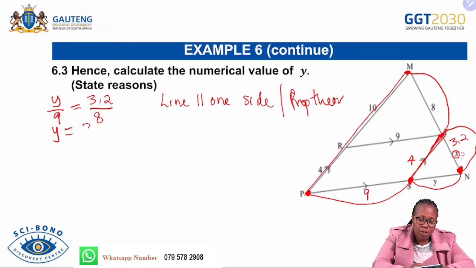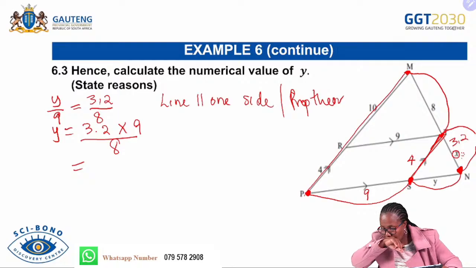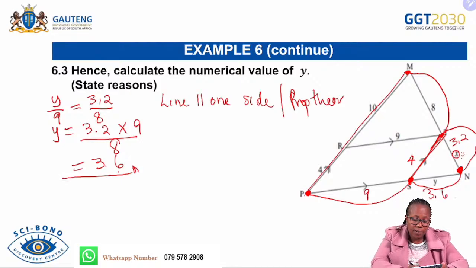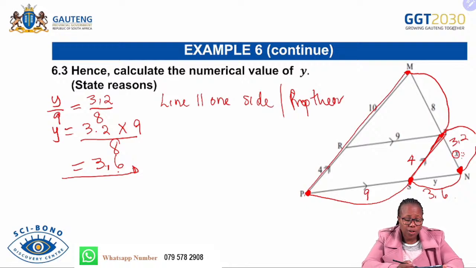Therefore, y will be equal to 3,2 times 9 divided by 8, which is giving us how much, grade 12? The y value will be 3,6 there. So y will be 3,6 in a simplified decimal form there. Okay, and now, grade 12, let's move on to the next question.